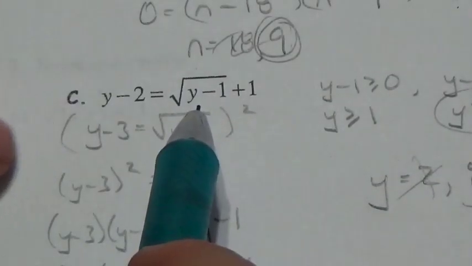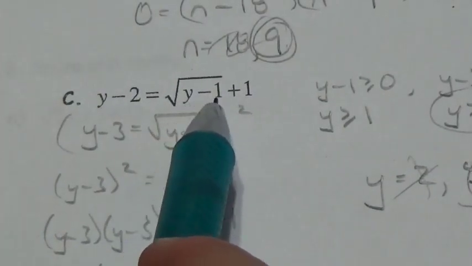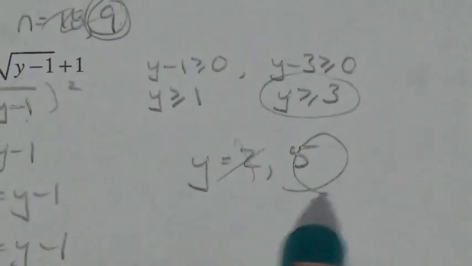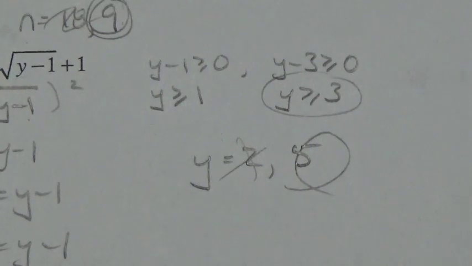Now if you plug 5 in though, 5 minus 2 is 3. On the right hand side though, 5 minus 1 is 4, square root of that is 2, plus 1, there's my 3. So 5 works, but 2 doesn't.